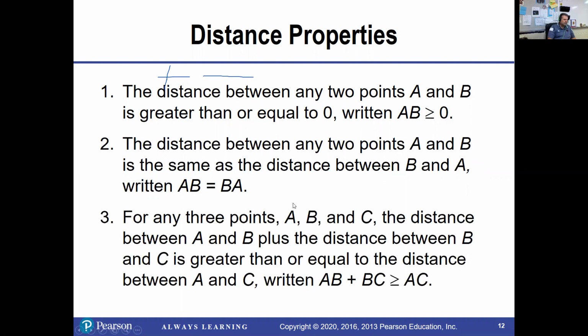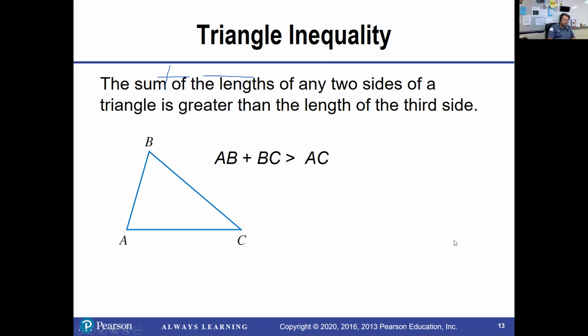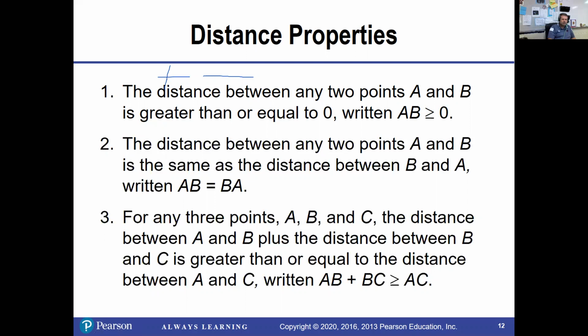And for any 3 points A, B, and C, the distance between A and B plus the distance between B and C is going to be greater than or equal to the distance between A and C. If I give you 2 distances and they have a common endpoint, B right here, that means the sum of them has to be greater than or equal to that other distance, AC.